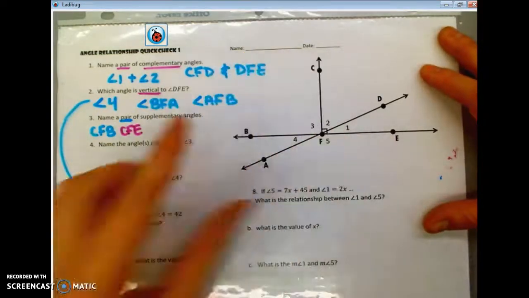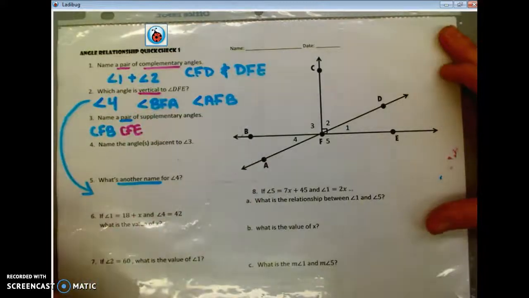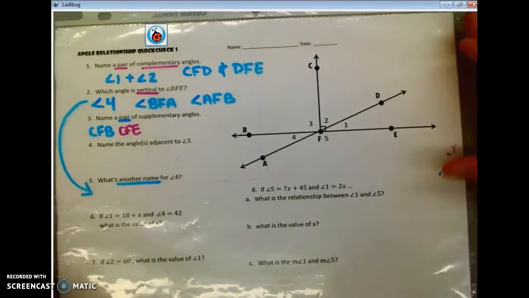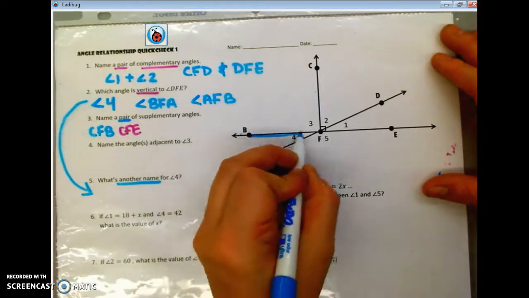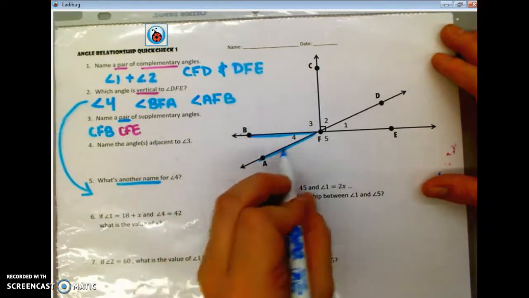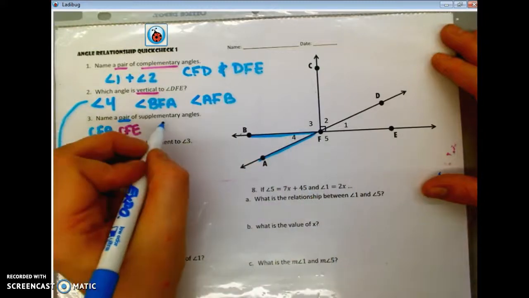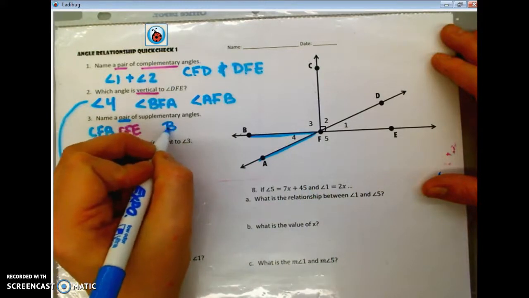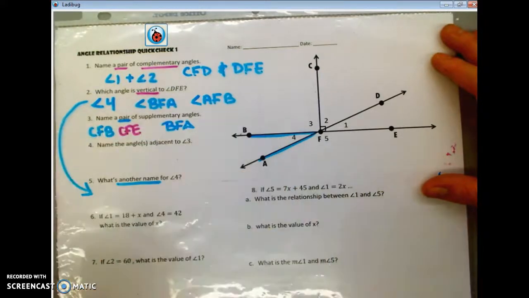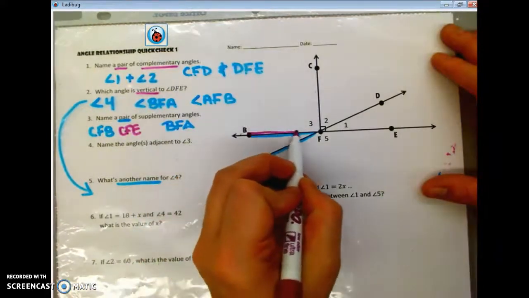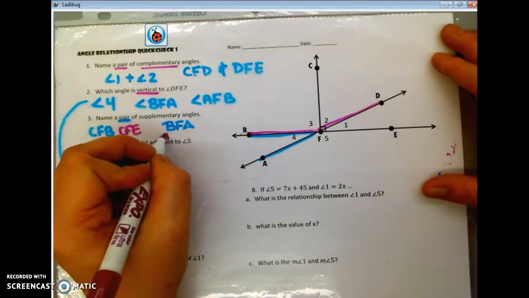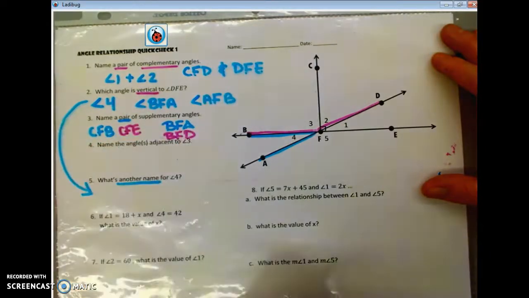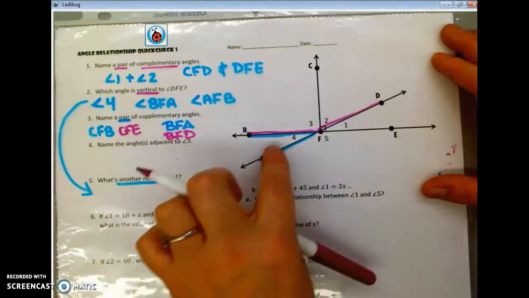All right? I'm only going to name a few. If I checked off your paper that you got it right, then you're good. Maybe you started here and you saw angle AFB or angle 4. So angle BFA. Okay? You can add that to here. Angle BFA and BFD, they add up to 180.